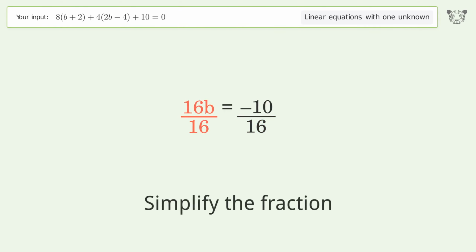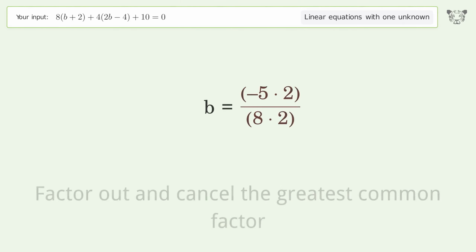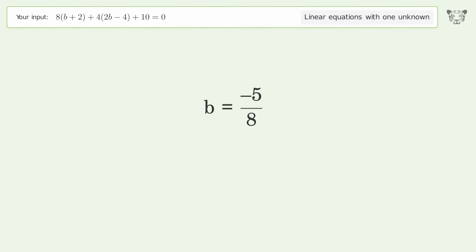Simplify the fraction. Find the greatest common factor of the numerator and denominator. Factor out and cancel the greatest common factor. And so the final result is b equals -5/8.